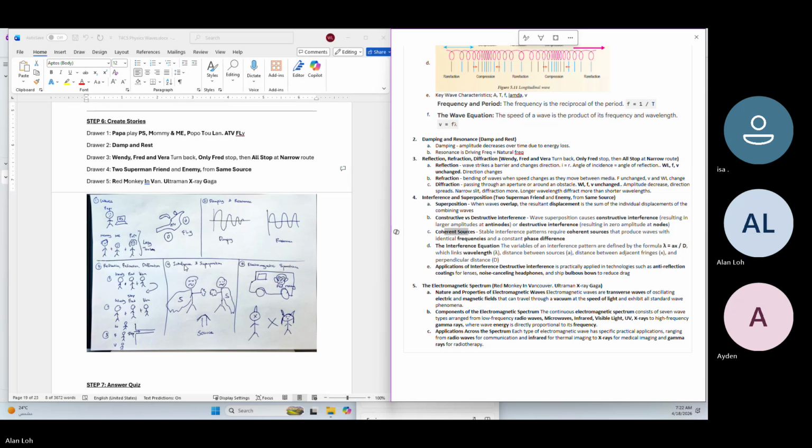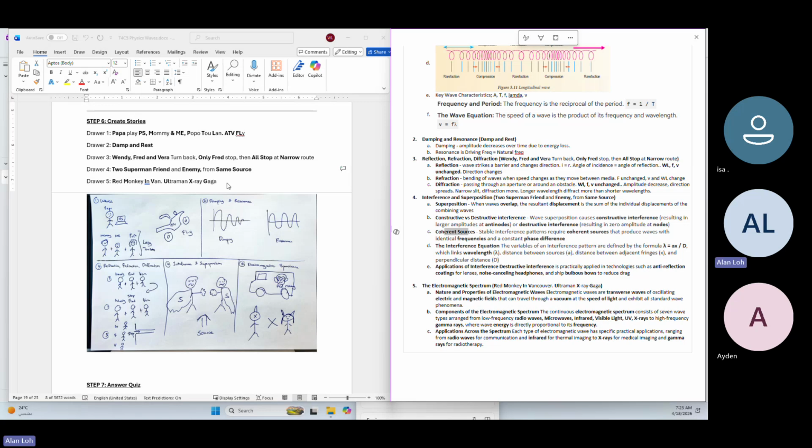All right. So the story and also the drawing are completed. All right. Two Superman, sometimes they are friends, sometimes they are enemies. And they come from the same source. Wendy, Fred, and Vera, they turn back. Then for number 2, Fred stops. These two guys are still moving. Then number 3, all of them stop at the very narrow route.